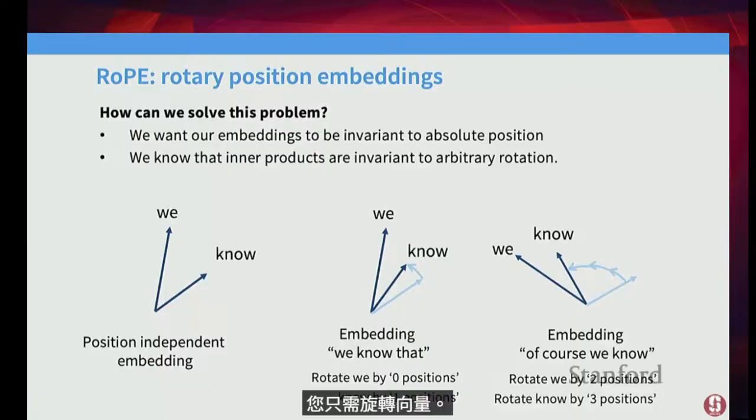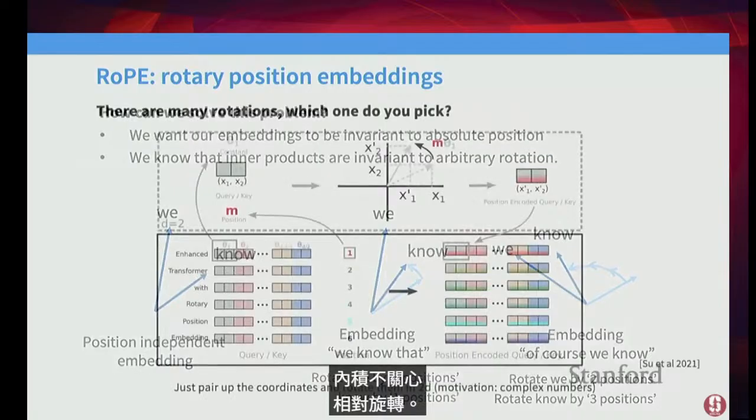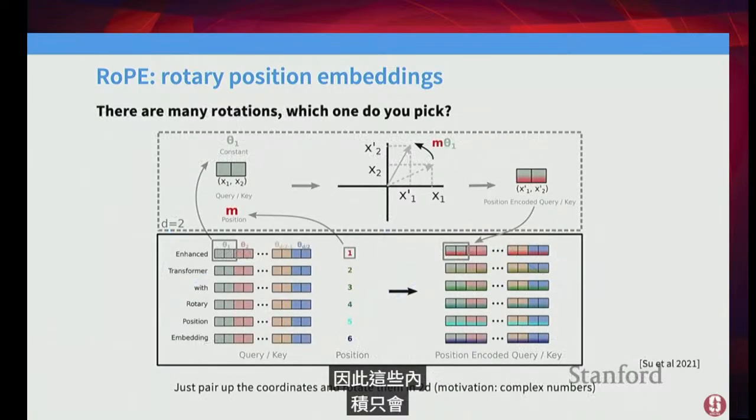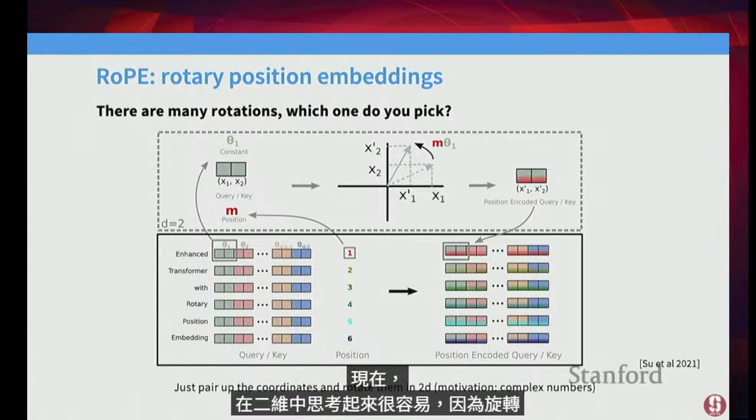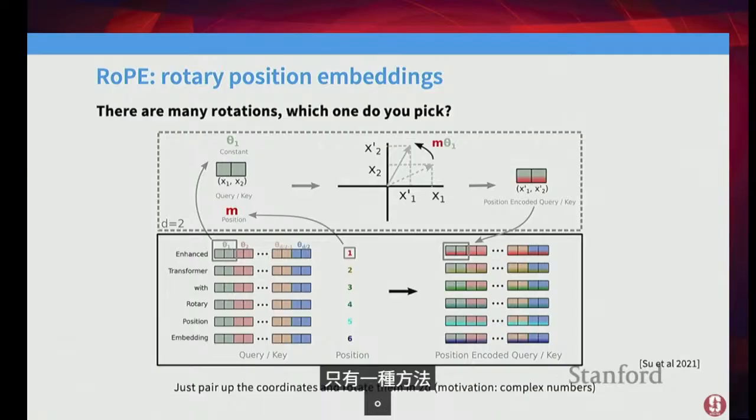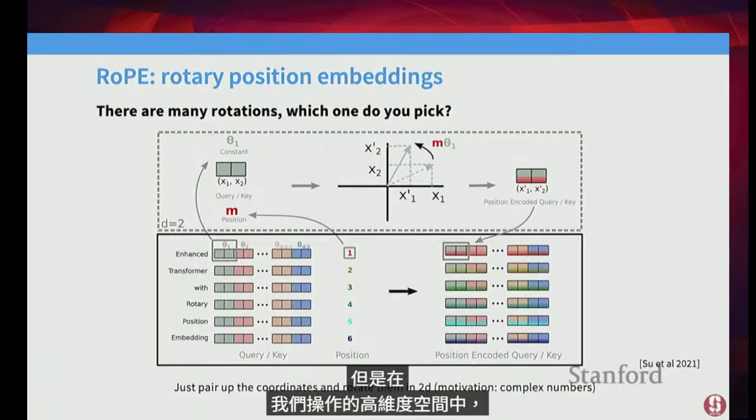You just rotate the vectors, and the rotation angle is determined by the position of each word. And with rotations, the inner products don't care about relative rotations. And so these inner products are only going to look at the difference in distance. Now, it's easy to think about in 2D because rotations are kind of obvious in 2D. There's only one way to rotate a vector. But in high-dimensional spaces where we operate, it's not obvious at all how we are going to do this rotation.